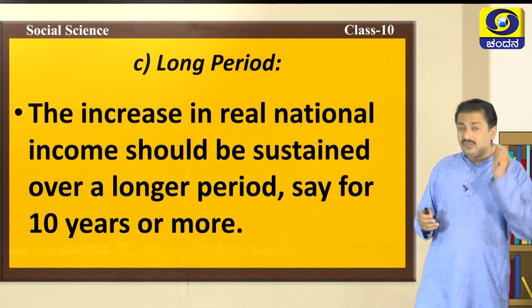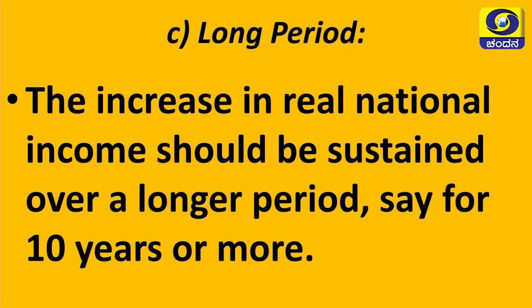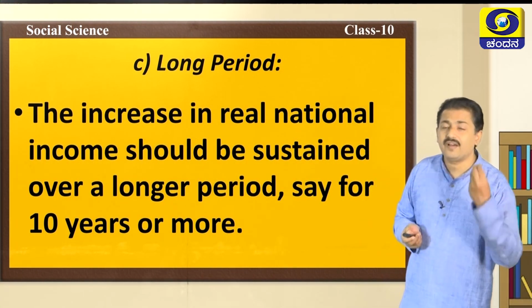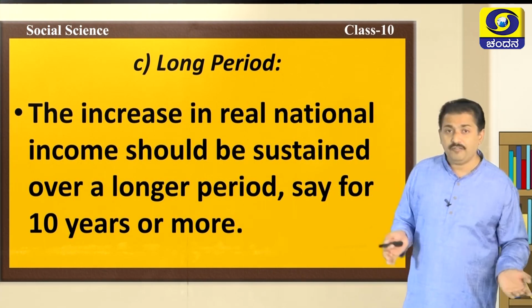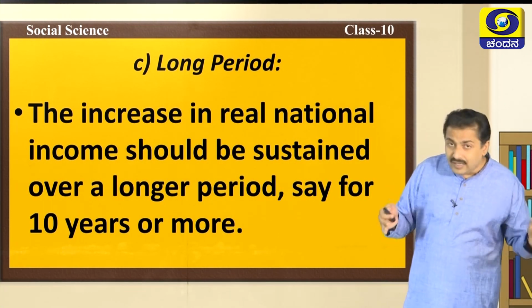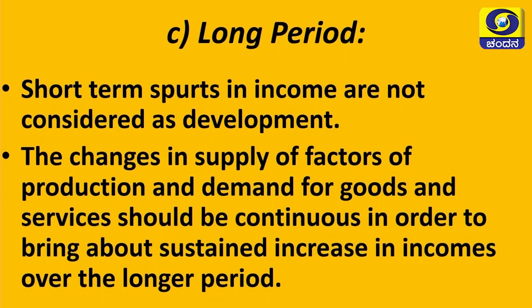Now, let us see the third element of economic development, that is long period. The increase in the real national income should be sustained over a long period of time, say at least for 10 years. So, no development happens overnight, no development happens in a short period of time. To consider the development in any field, there should be normal growth for a period of 10 years or more. Short term spurts in income are not considered as development. That is what I explained in this concept.